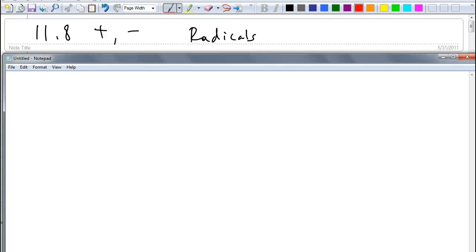Okay, today we're going to add and subtract radicals. By the way, do we like subtraction? Not as much as addition. So yeah, we could always change. Subtraction is really adding the opposites. So we could just say adding radicals.